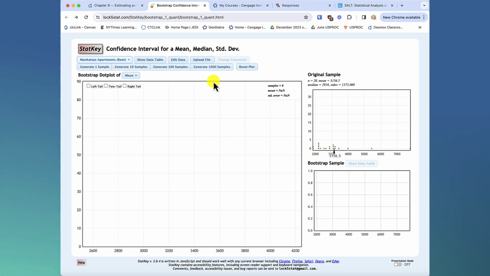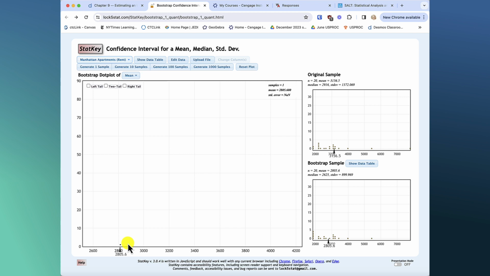So what are we doing? We're actually pretending like we're going to, let's say, Craigslist in Manhattan, and we're going to choose 20 random apartments and find out their monthly rent, and then compute an average. So I'm going to do that just once. So here's my average right down here at the bottom of the graph.